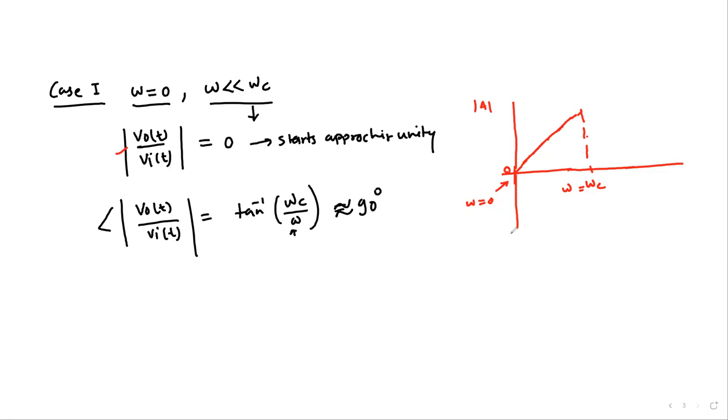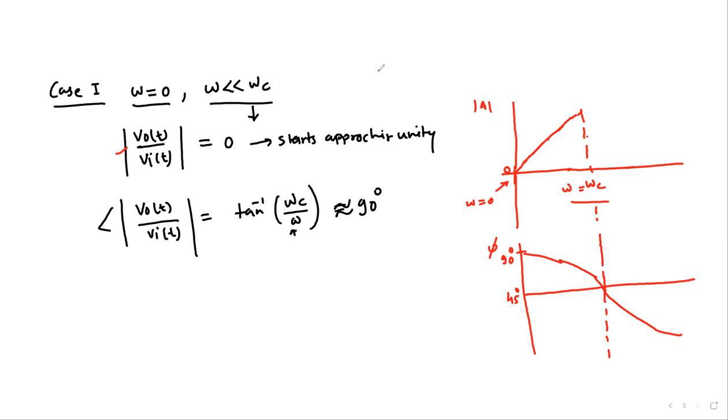So for the phase, you can always draw this. So this is your phase, and we start somewhere from 90 degree, okay, and it starts dropping till omega c. At omega equal to omega c, we have to see what value it takes, because then it's tan inverse 1, and tan inverse 1 is 45. So it touches this angle right over here. So this is 45 degree, and finally it will go to 0. We'll see that.